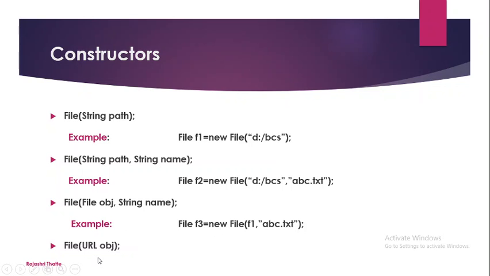And the next constructor is related to the URL object. So what is URL? Uniform Resource Locator. In Java 2, we have to study the Uniform Resource Locator URL object in detail. That's why I have not written any example here, but in short you should know the meaning.